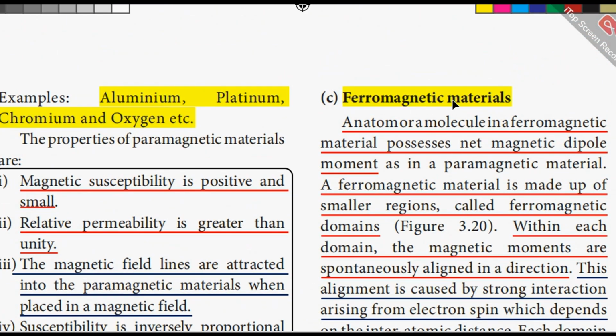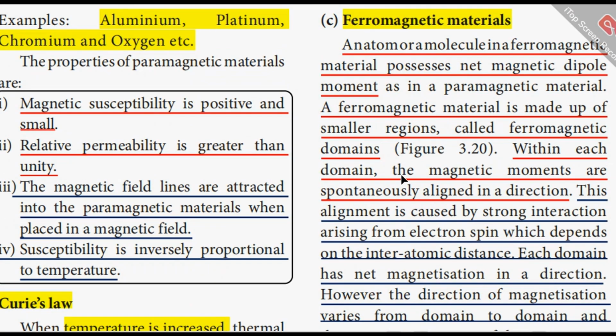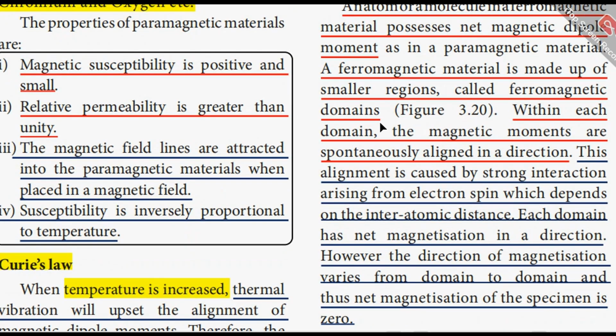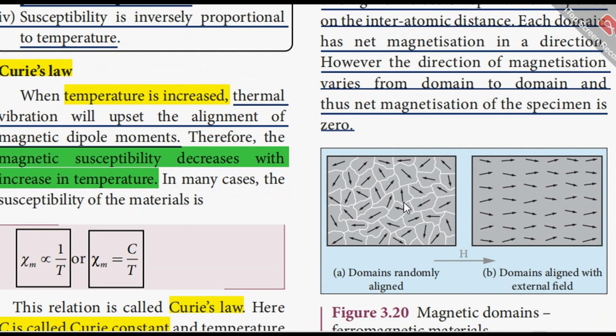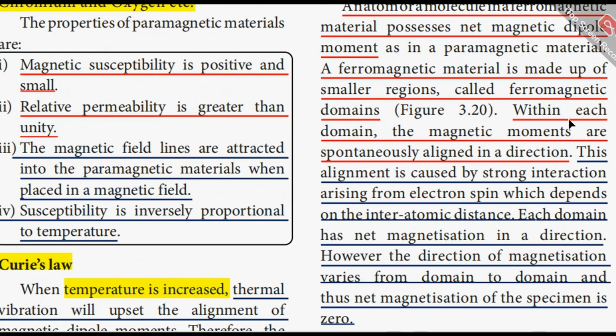Then we study about the ferromagnetic materials. An atom or a molecule in a ferromagnetic material possesses a net magnetic dipole moment as in a paramagnetic material. A ferromagnetic material is made up of smaller regions called ferromagnetic domains, as shown in the figure. Within each domain, the magnetic moments are spontaneously aligned in a direction. This alignment is caused by strong interaction arising from electron spin, which depends on the interatomic distance.